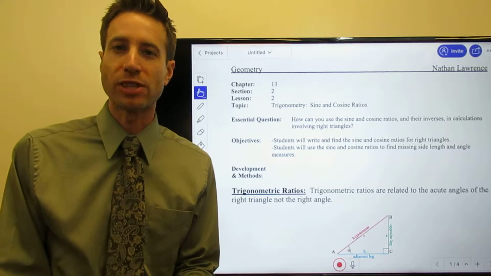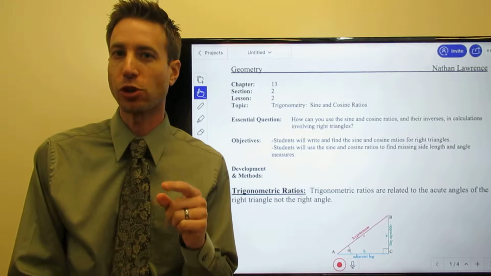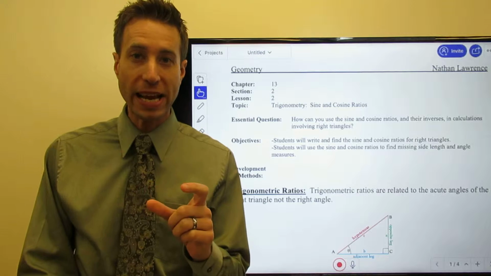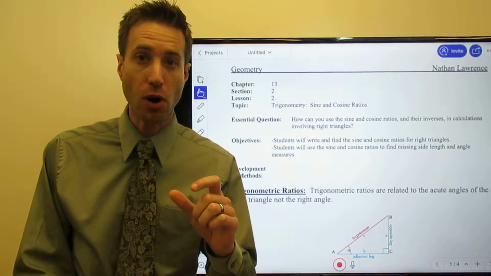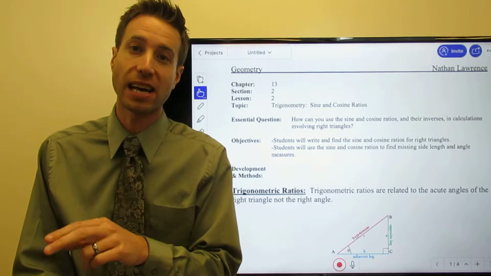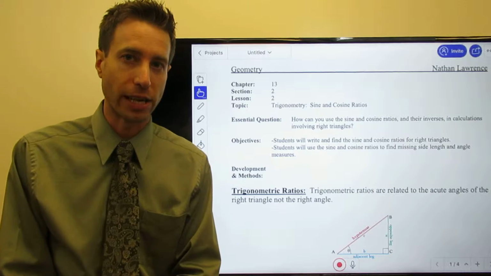What we're going to do in these videos is look at two more trig functions. We're going to look at the sine and cosine, and we're going to look at how the ratios of a right triangle will allow you to find the sine of an angle, or how the sine of an angle determines the ratio for the sides of a right triangle.